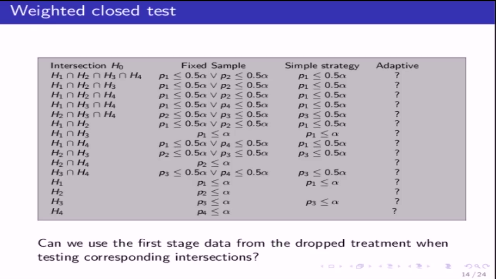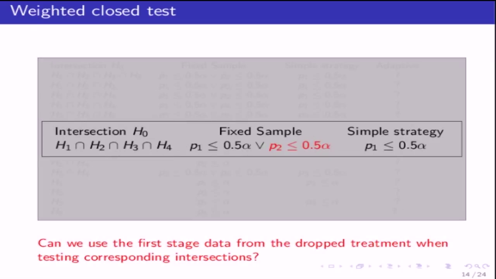Again, I show you now the table where you can see all the tests for the intersection hypothesis. So here in the second column, you see the original test for the fixed sample design with also an interim analysis, and the simple strategy is where we dropped the hypothesis for the higher dose. And for example, if you compare it, we see that half of the alpha is not used, and we also don't use the already collected data for the higher dose.